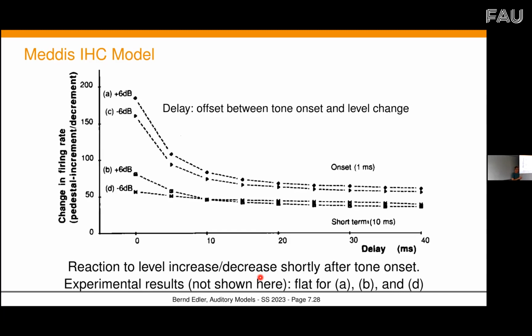So there's one thing called temporal pitch, where we evaluate the temporal structure of the neural activity. And the other one is called place pitch, where we evaluate the position of the maxima of the vibration of the basilar membrane, or the firing rate of the corresponding neurons associated to those places.